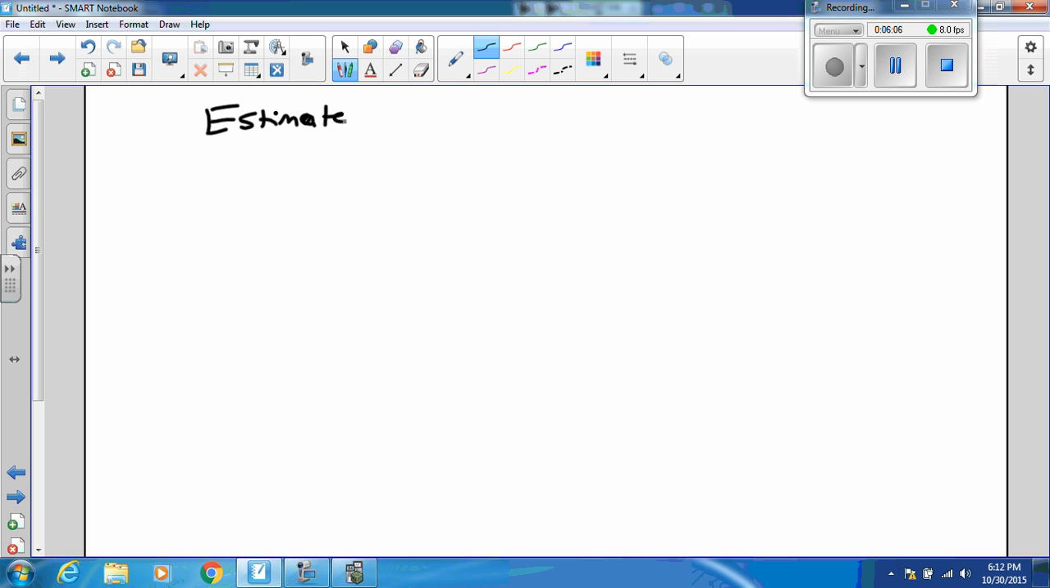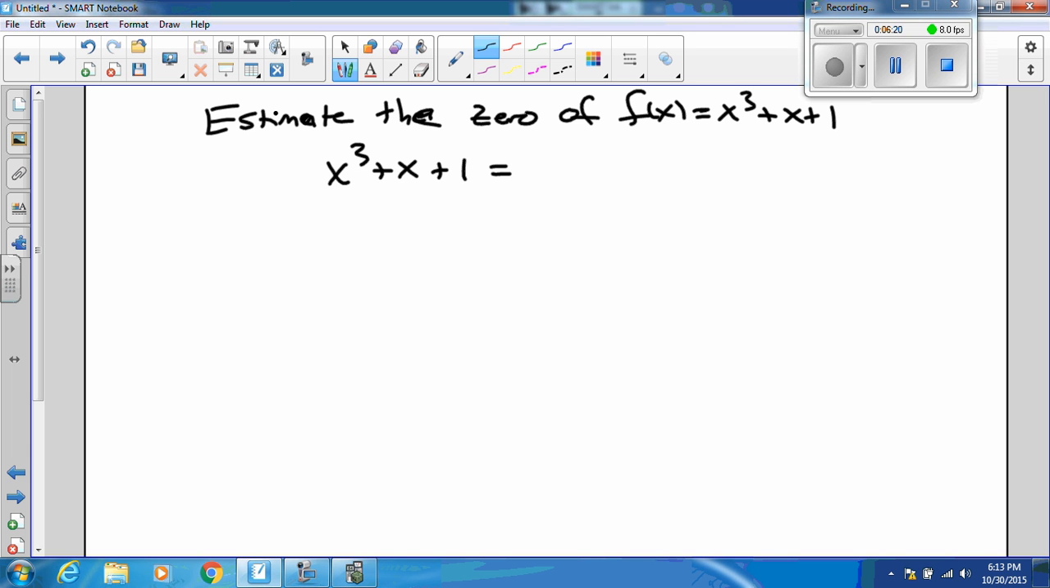And that is to estimate the zero of f of x equals x cubed plus x plus 1. In other words, I want to solve the equation x cubed plus x plus 1 is equal to 0.